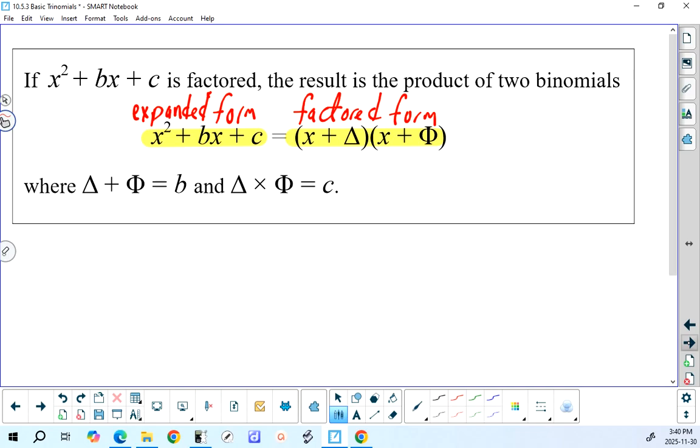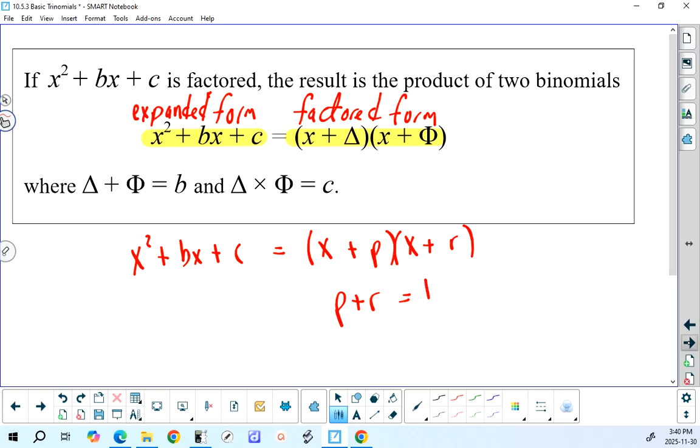If you're not happy with those weird symbols, if I write x squared plus bx plus c equals, in factored form, x plus p times x plus r, what we are saying is p plus r has to give you b, and p times r has to give you c. And this is the lesson. This is it. Now we just have to practice it.